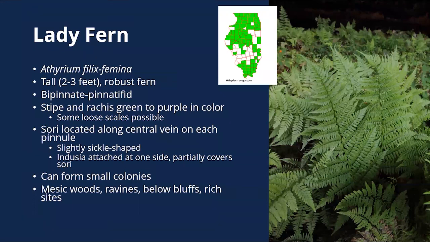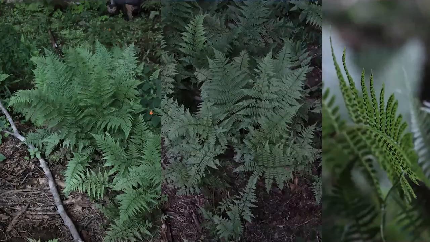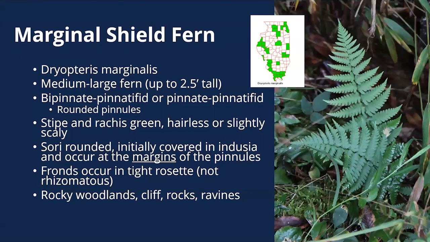You'll find these in mesic woods, ravines, below bluffs, rich sites, growing out of wet rocks as well. Really a beautiful fern. Again, you can see how dissected it is, and you can see those sickle-shaped sori on the underside of the leaf. Looking at it again, these small clusters of it are highly dissected. The picture on the right is a little less mature, but you can see the sickle-shaped sori there. So compare this one to a common lookalike, which would be our shield ferns.